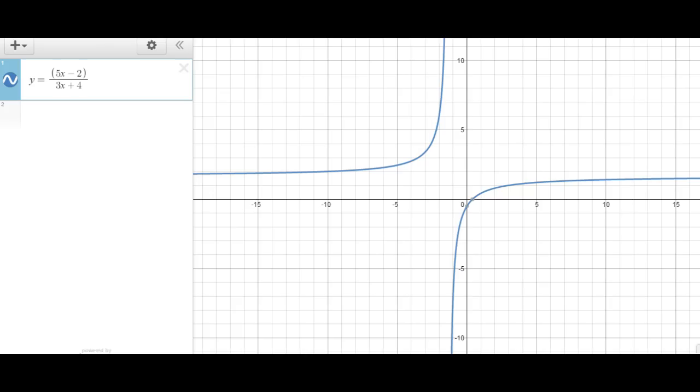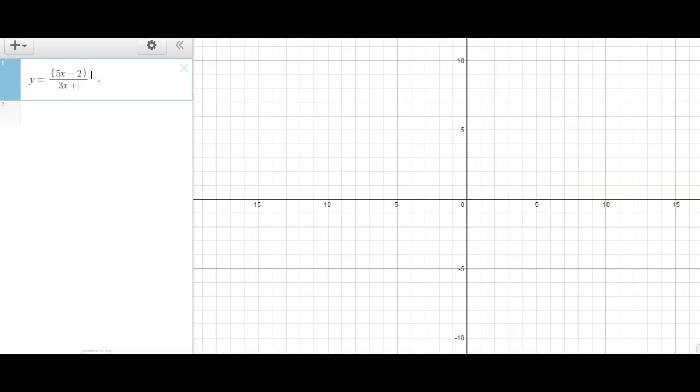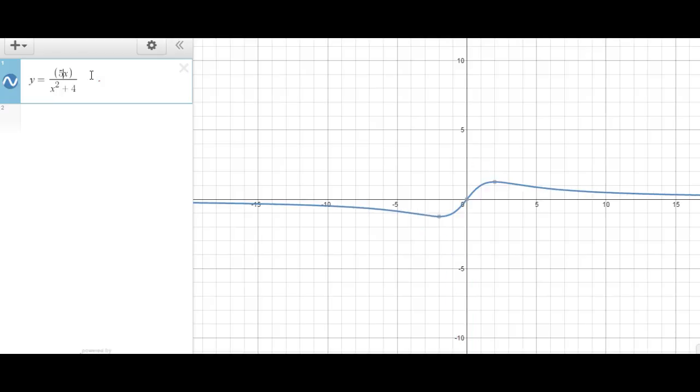All right, so what was that? 3x over x squared plus 4? So this is x squared plus 4, and the top is just 3x. Okay, so we got some little jumping around going on here. We can see the horizontal asymptote is tending to 0, and we don't see any vertical asymptote.